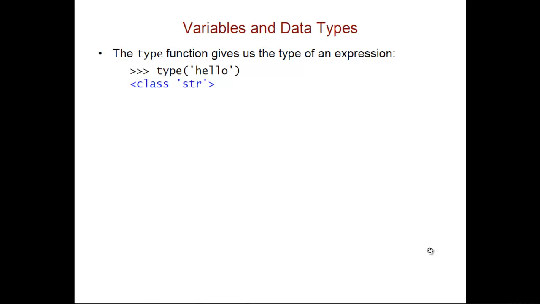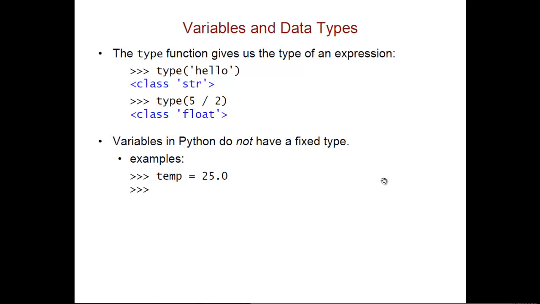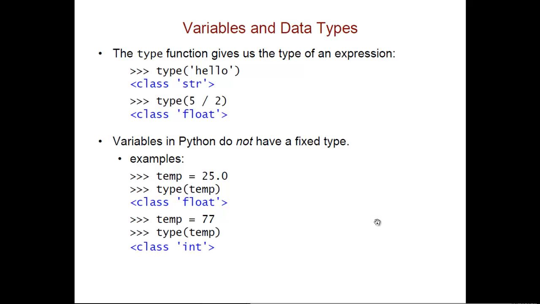Now, one final thing I want to briefly talk about is the type function, which lets you figure out the type of an expression. If you give it a string literal, it'll give you this type, str, which is what we use for strings. If you give it an expression like 5/2, remember the single slash always gives us a float, so the type of that is float. Now variables don't have a fixed type in Python, so if I assign 25.0 to temp, and then I say type temp, I'm going to get float because the current value of temp is a float. But if I then reassign it an int, and I do type temp again, I'm going to get int because now temp represents an integer.